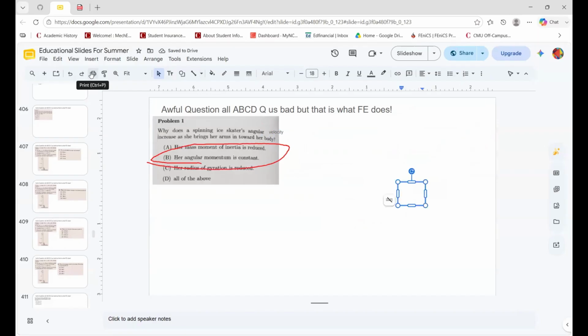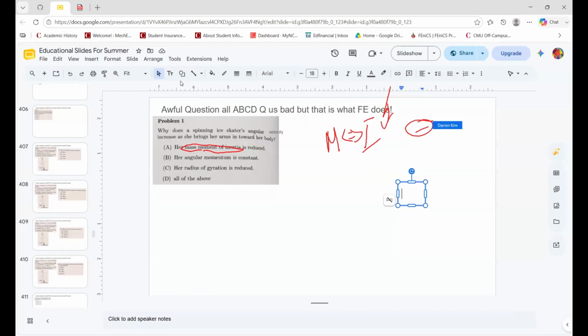But that doesn't indicate that's the answer, because that could be just one reason. Her mass moment of inertia is reduced, because mass moment of inertia is actually just I in the angular space. So that is reduced, making the omega spin out of control. Her radius of gyration is reduced, and that is true. Radius of gyration is basically d. So in this situation, everything here is correct. Nothing here is wrong, is what I'm trying to put down.